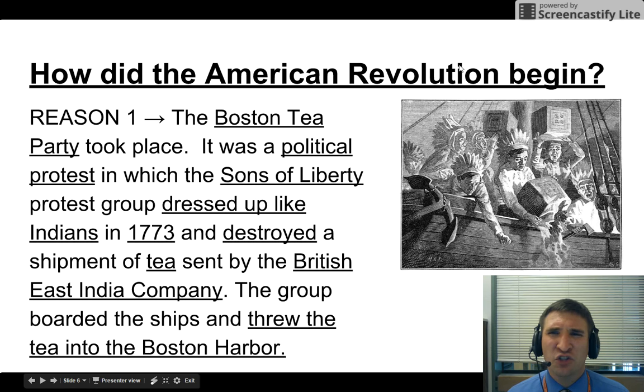How did the American Revolution begin? Reason one, the Boston Tea Party took place. It was a political protest in which the Sons of Liberty, here they are to the right in this picture, protest group dressed up like Indians in 1773. You see their headdresses here, and destroyed a shipment of tea sent by the British East India Company. The group boarded the ships and threw the tea into the Boston harbor. Here you see them with axes destroying the tea and dumping it overboard.